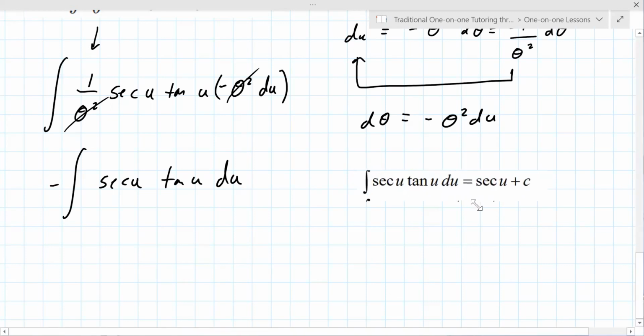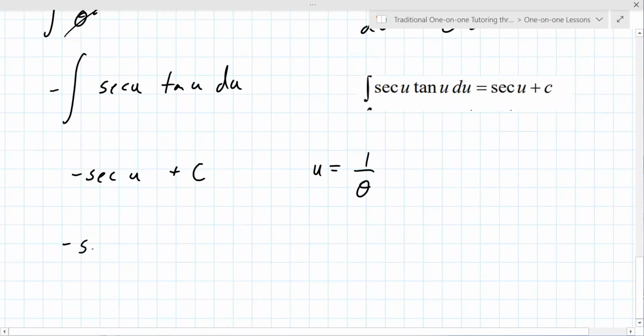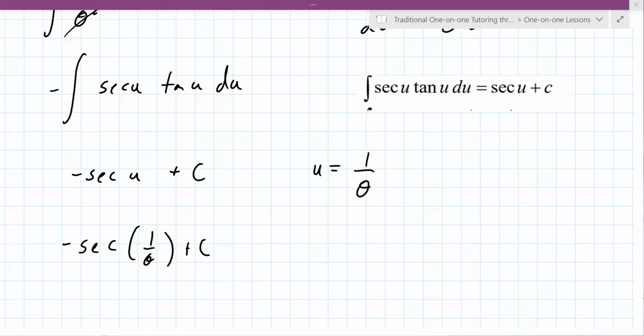So this becomes just secant. So this becomes minus secant u plus c, always plus c. And then again, you've got to back substitute your u. Very often this gets forgotten, especially the first time through the course, because you're doing so much here that it's just hard to do.